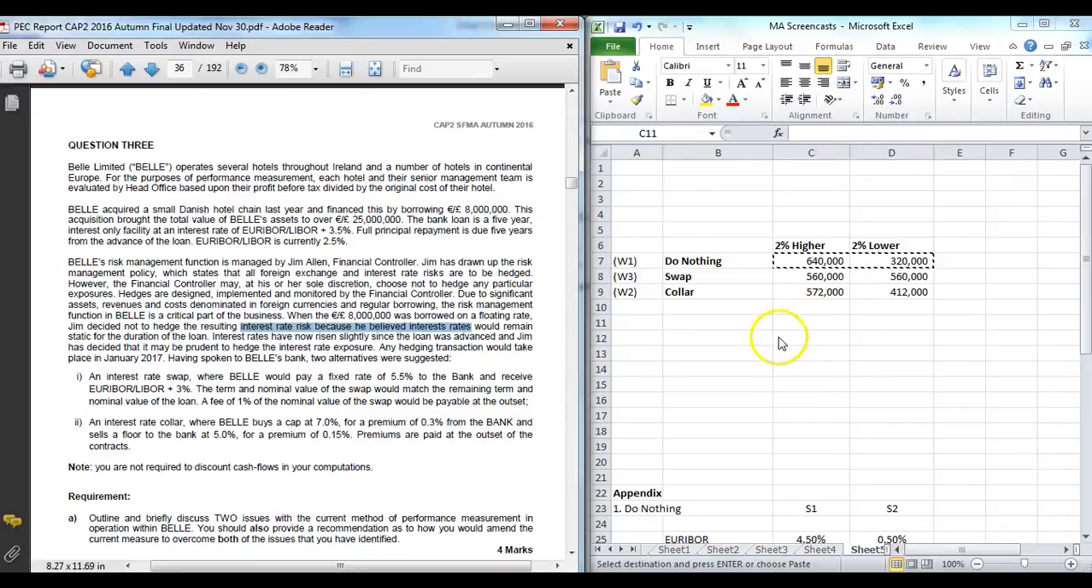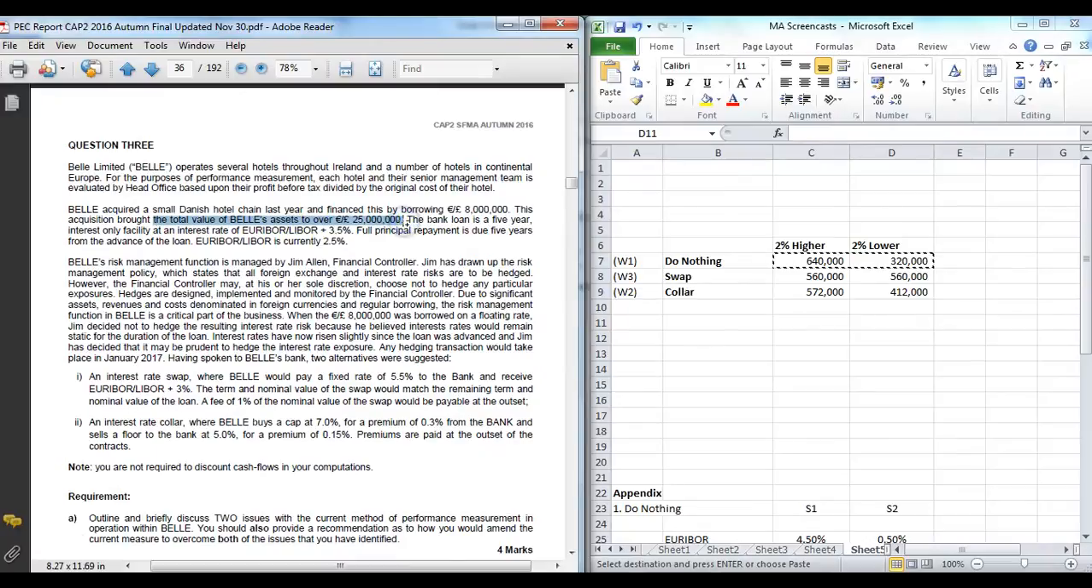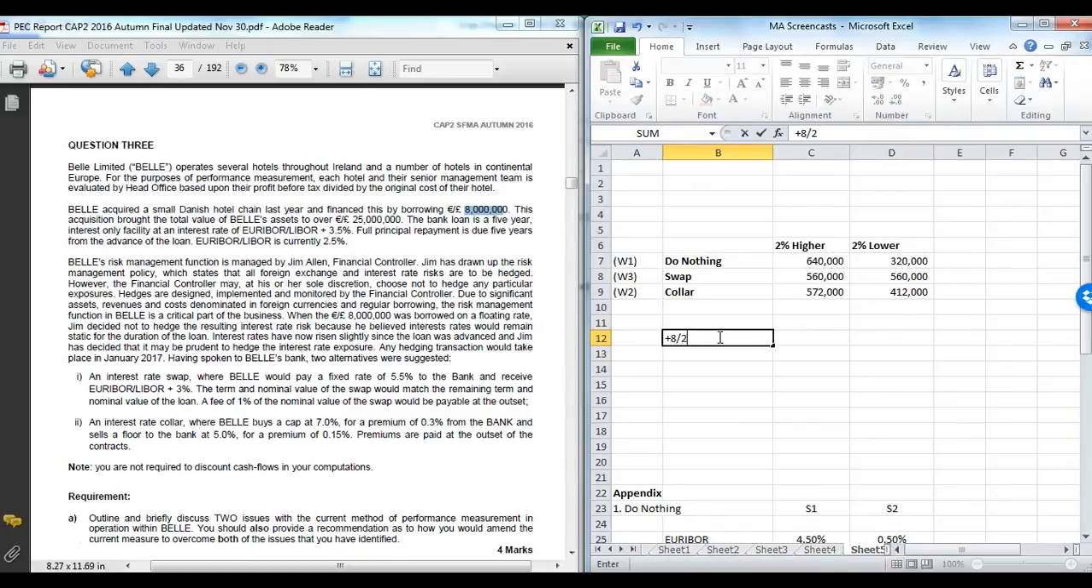So the first thing is, well, if you think there's a good chance of interest rates rising, it makes sense to try and manage that risk. Don't leave yourself exposed. We can see here there are massive swings depending on what scenario you're looking at, and more importantly in the question, this is a very important point. The total value of Bell's assets is 25 million. So if you have an 8 million loan, 8 over 25 is 32% of the value of your assets. So that's a very material amount, that if there's a swing in interest rates, you could have a material swing in your interest cost. So one clear justification for managing that risk is it's a material part of the business.